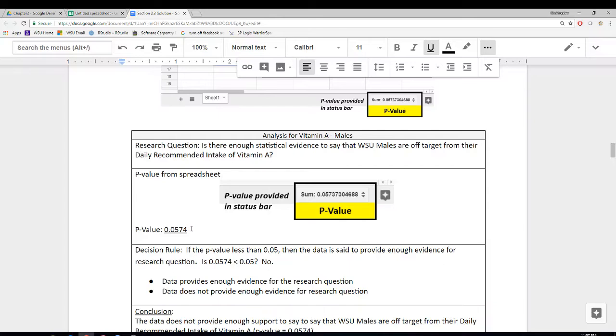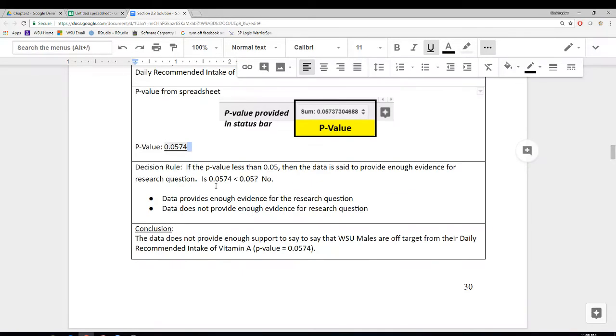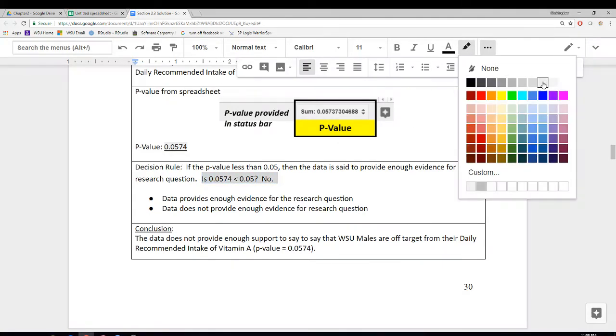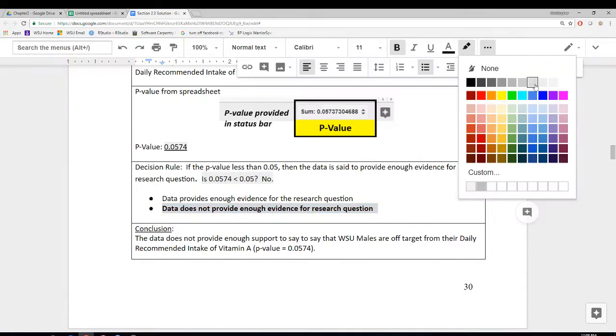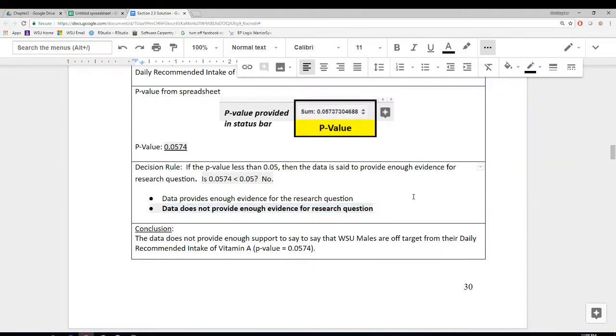So the p-value for this problem, using our mathematical model, the binomial probability distribution, is going to be 0.0574. Now I need to ask myself, is 0.0574 less than 0.05? Which it is not. So I do not have enough evidence for the research question. Let's go ahead and state that: I do not have enough evidence for the research question.